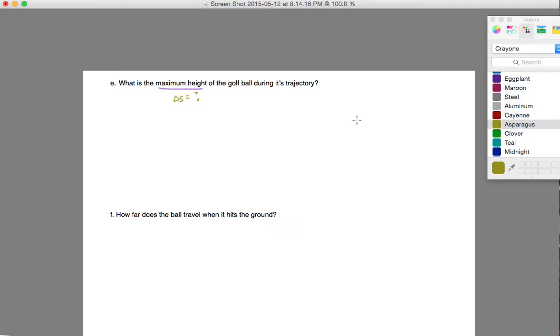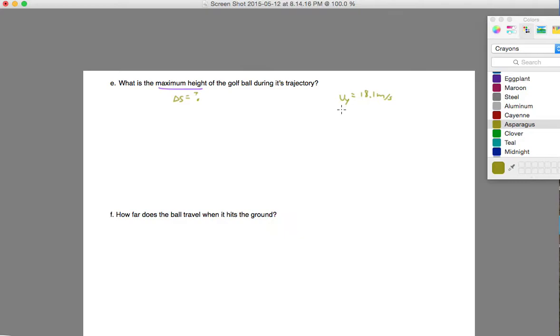So, we know the initial velocity in the y direction. That's going to be 18.1 meters per second. And I know that from a previous problem. That was the answer to the first problem, part A.